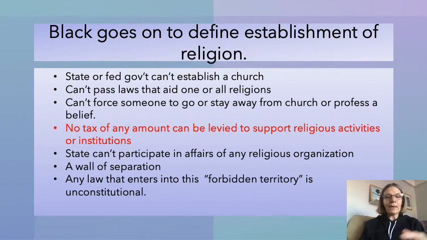So oftentimes Establishment Clause cases will look at this forbidden territory and say, hey, is the law trying to establish a church? Is the law trying to give aid to one or all religions? Is a tax being used to support a religious activity or an institution? And if it does, it's entered the forbidden territory, and thus it is an unconstitutional law.